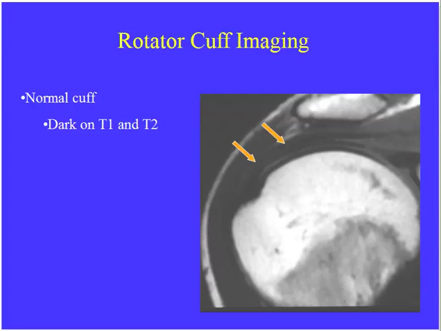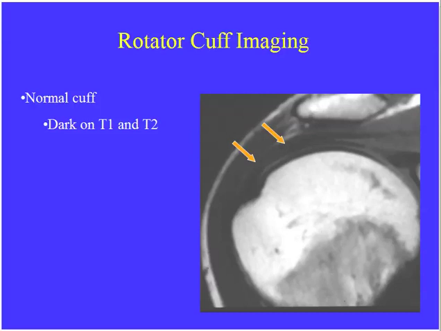We know it's T1 weighted because we have bright signal fat. We have subcutaneous high signal fat. We don't see any fluid here in the joint. So this is a T1 weighted image. The cuff should be dark on T1 and T2 weighted imaging. It's made out of fibrous material.